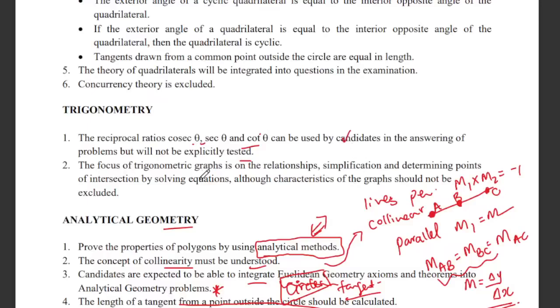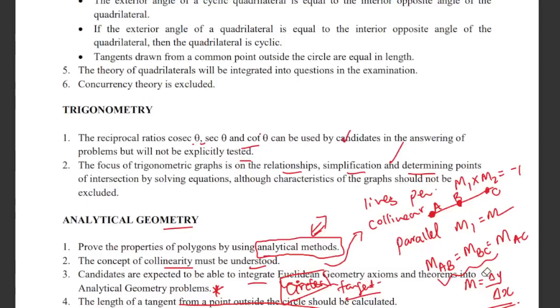Then the focus of the trig graphs is on the relationships, simplification, and determining the points of intersection. We need to know how the graphs look. An example is when you talk of the sine graph, the cosine, and all of that, and then their intersection.